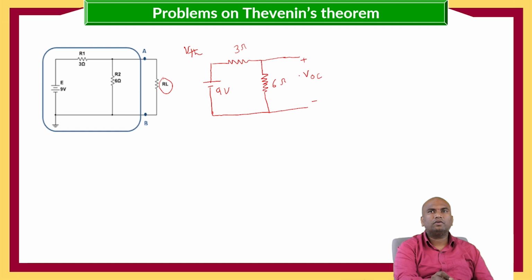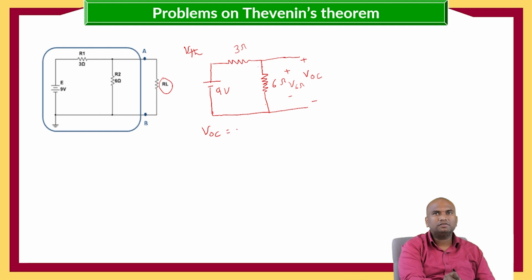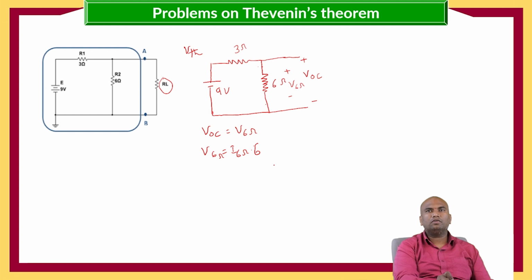This open circuit voltage is nothing but the voltage across this 6 ohms. That means we need to calculate the voltage across 6 ohms. That is nothing but the open circuit voltage. VOC is equal to V6 ohms. So for calculating V6 ohms, we need to calculate the current flowing through 6 ohms, according to Ohm's law.